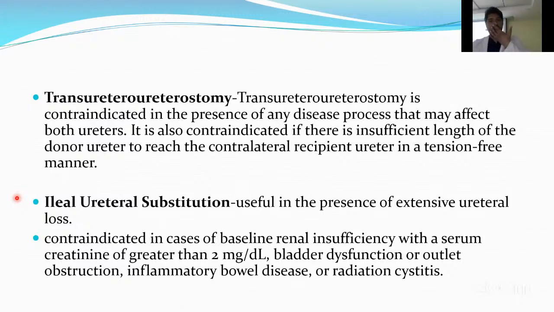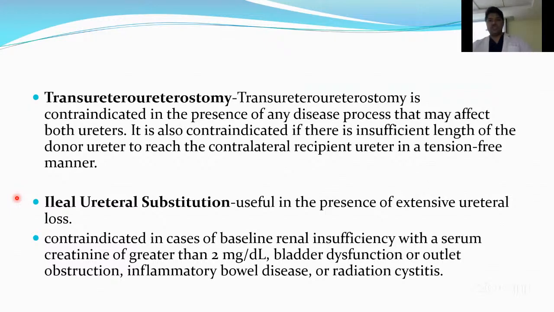Transureteroureterostomy is done when a tension-free anastomosis is possible. It is contraindicated in the presence of any disease process that may affect both ureters. It is also contraindicated when there is insufficient length of the donor ureter to reach the contralateral recipient ureter in a tension-free manner.